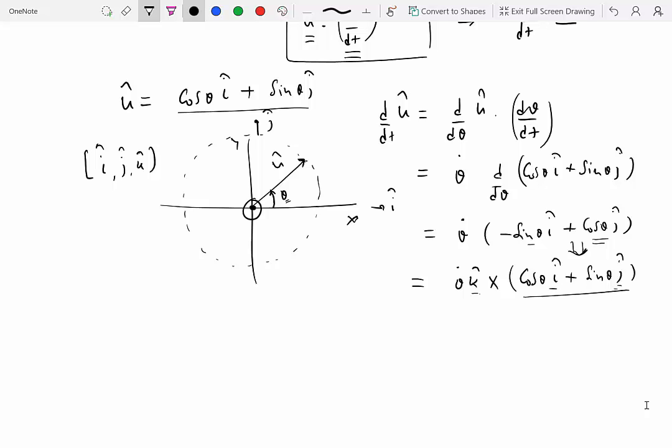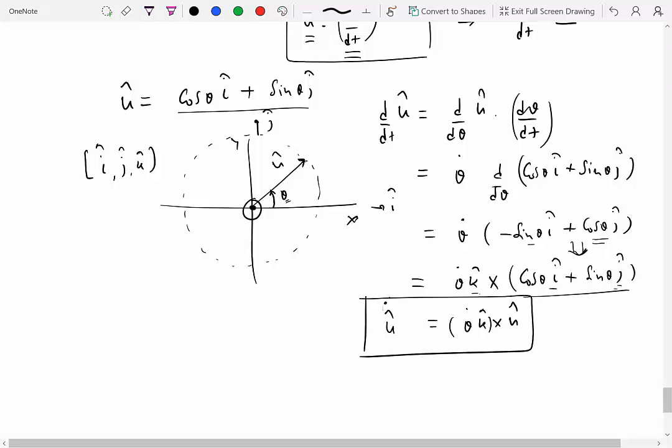So what is this quantity? This is nothing but u hat itself. So this is actually theta dot k cross u. And that's nothing but u dot, right? That's the derivative of u. So what this is telling you is that you can obtain the derivative of a unit vector by taking a cross product of a vector that points in the positive k hat direction, and its magnitude is the rate of change of the angle, which is theta dot, and theta dot is nothing but the rate at which u hat is really rotating, right? So at the rate u hat is changing the direction.